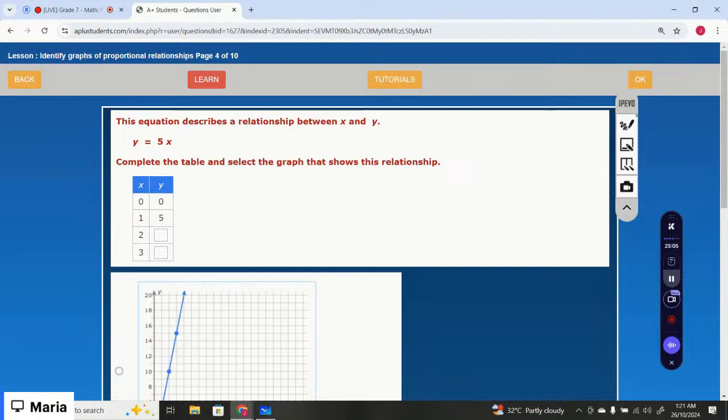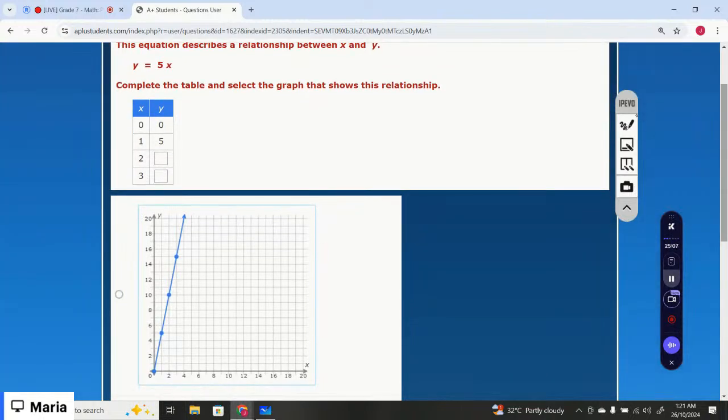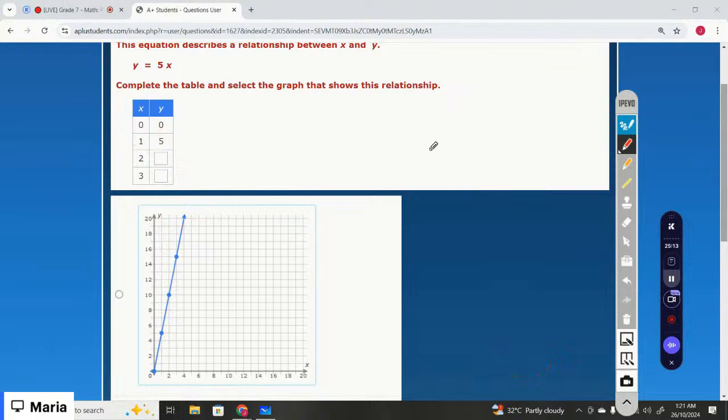This equation describes a relationship between x and y. Y equals 5x. That is y equals 5x. That is 5 times 2. The correct option is 10. And x equals 3, 5 times 3 equals 15. So here you have 10 and here you have 15.